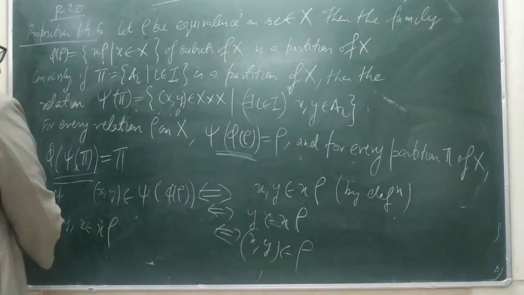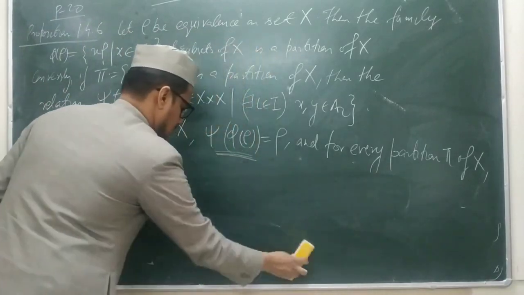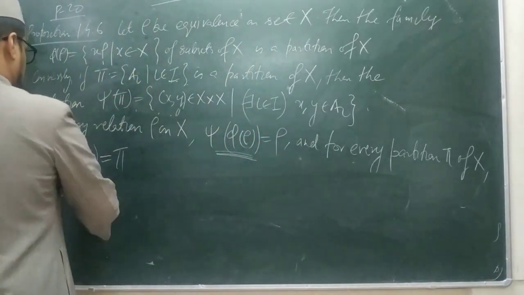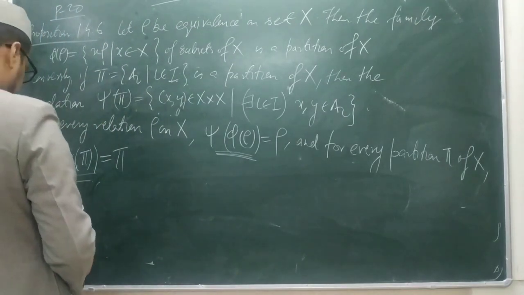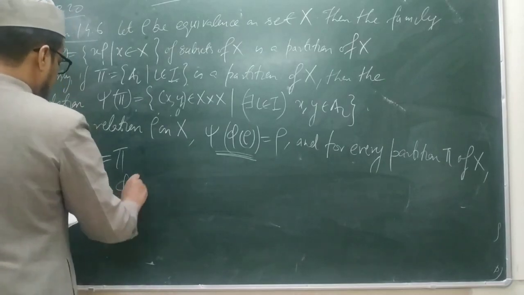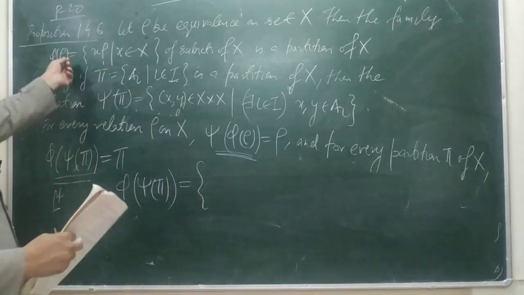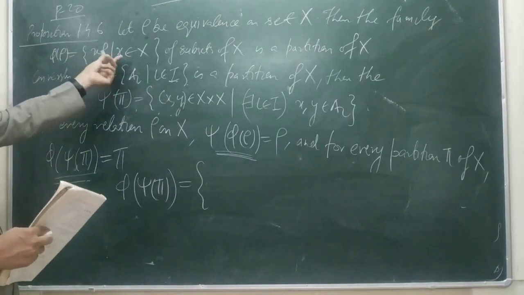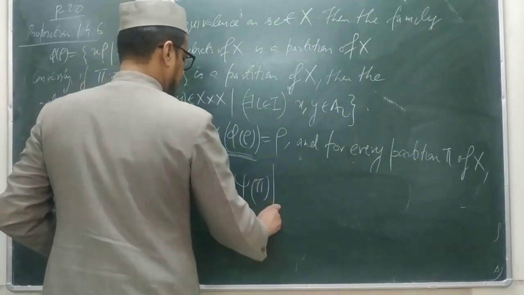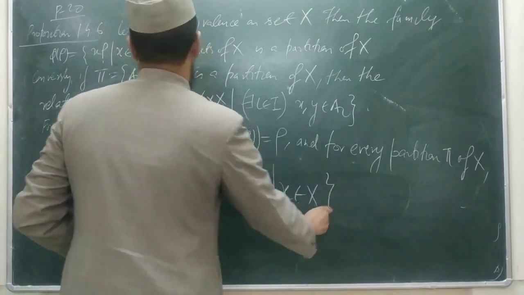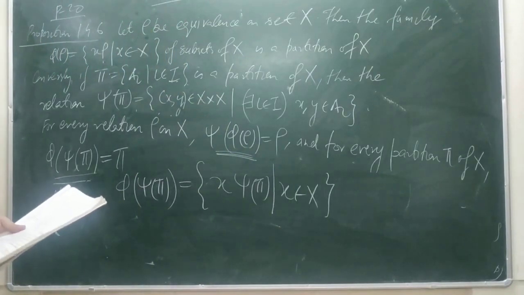This one. Now you see that phi of psi of pi. What is phi of rho? Phi of rho is what? The classes [x]_rho such that x belongs to X. So here, same, you write [x]_psi(pi) such that x belongs to X. Same situation here. So [x]_psi(pi), and what is [x]_psi(pi)?